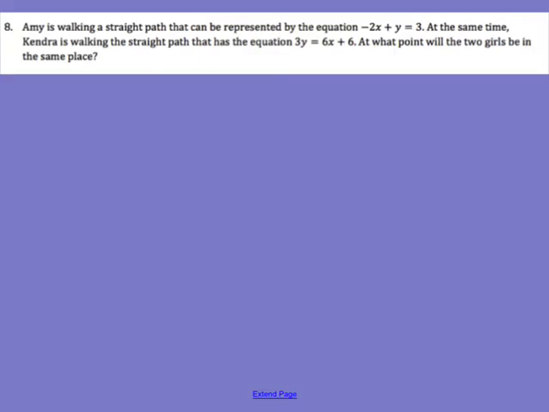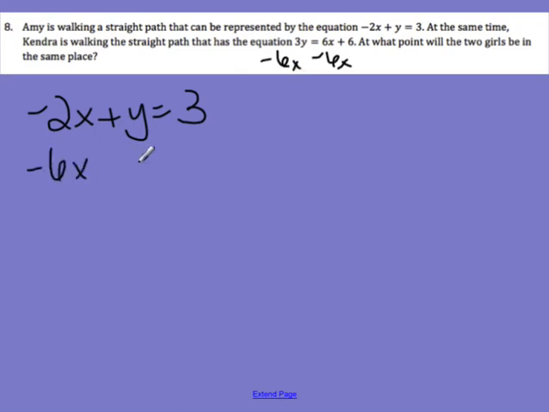All right, let's take a look at this one. So Amy is walking in a straight path that can be represented by that given equation. At the same time, Kendra is walking a straight path in that equation. So we want to figure out when they're going to be at the same coordinate point, which is when they're crossing. So let's go ahead and take a look at that. So the first equation is already in standard form. That's good. We're ready to go for Amy. Kendra is not. So what we have to do for Kendra is subtract 6x from both sides. So for Kendra, we end up getting 6x plus 3y is equal to 6.